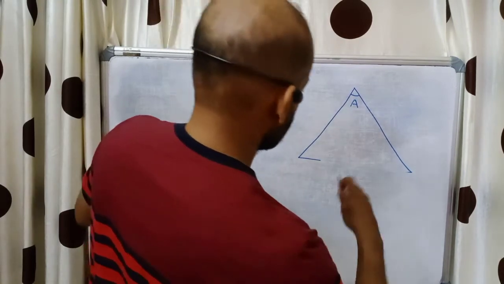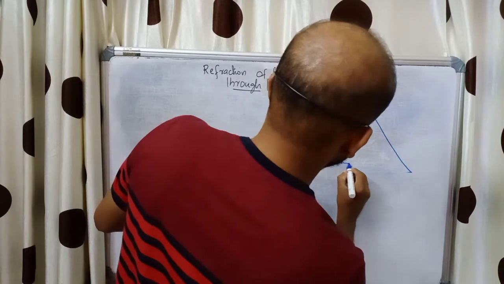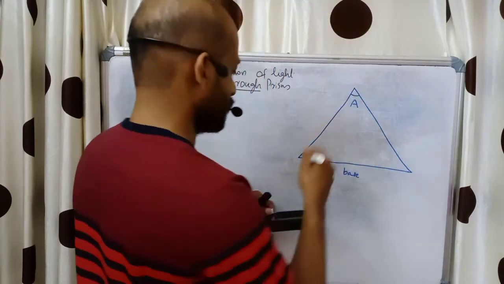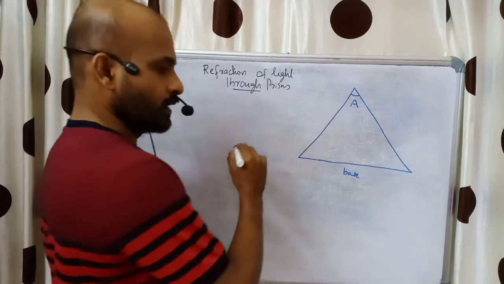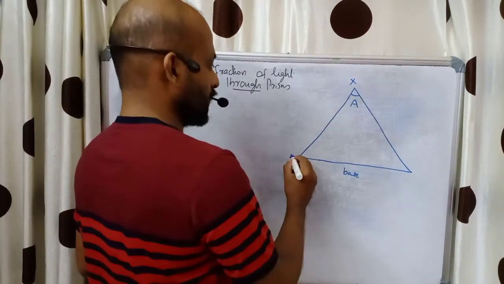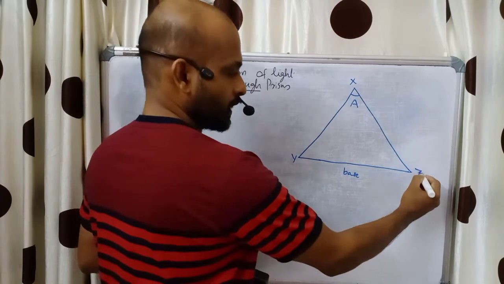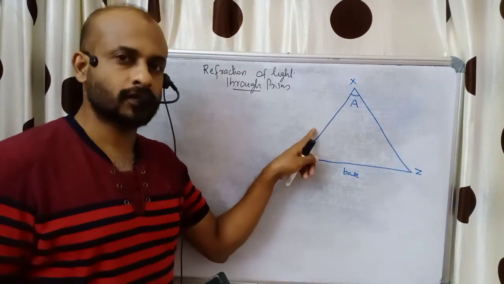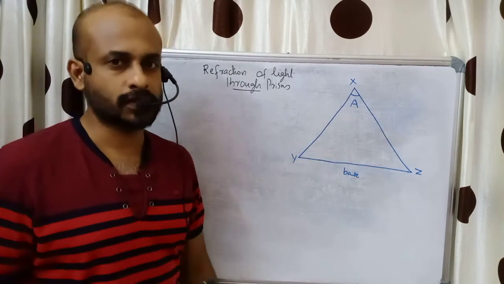So I will draw once again the straight line. The base. This is the base of the prism. These are the faces which are inclined to each other. I will mark the names of the corners X, Y, Z like this. So we have a prism. This is one refracting face and this is the other refracting face.